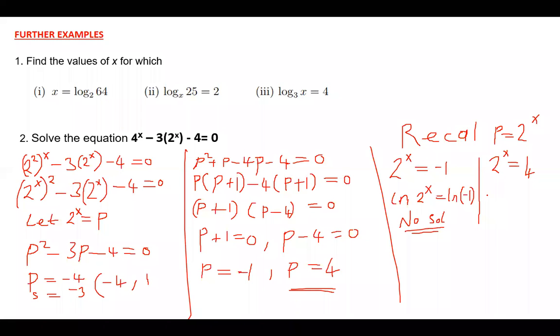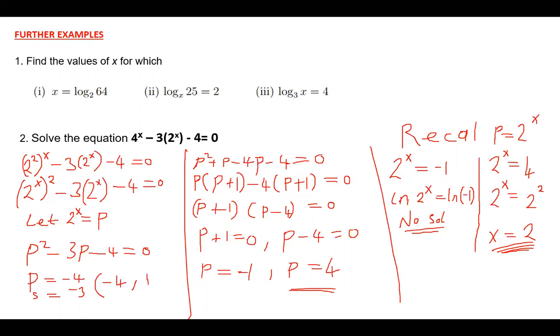You can either introduce ln on both sides, or you can just say 2 to the power x is equal to, you change this to the base 2, it's going to be 2 to the power 2. Since the bases are the same, meaning the powers are also the same. So the value of x there is equal to 2. So this is the value of x that the question has been asking us to find.